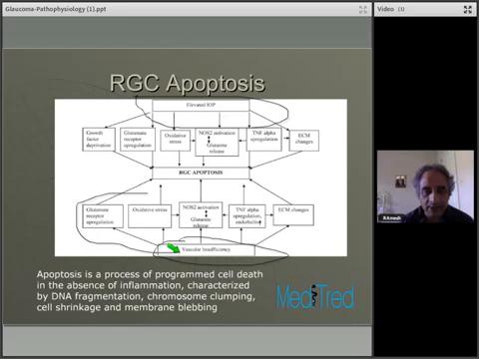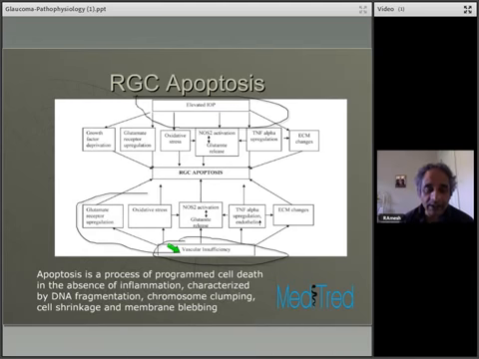And just to cap this lecture, this topic of apoptosis, for those of you who don't know, apoptosis is a process of programmed cell death in the absence of inflammation, characterized by DNA fragmentation, chromosome clumping, cell shrinkage, and membrane blebbing. You see this word apoptosis a lot in ophthalmology or neurology literature. As humans age and are in the process of dying, this programmed cell death takes over and leads to the eventual terminal event of the human body.